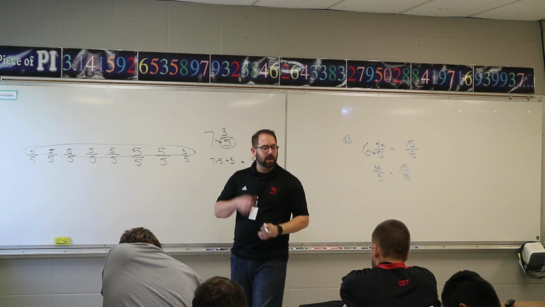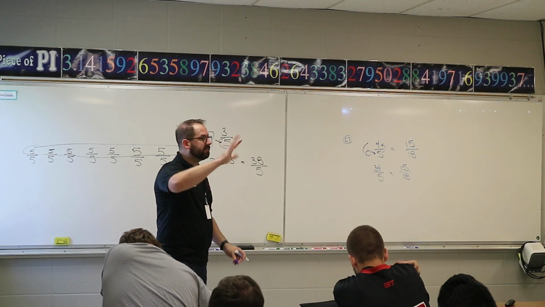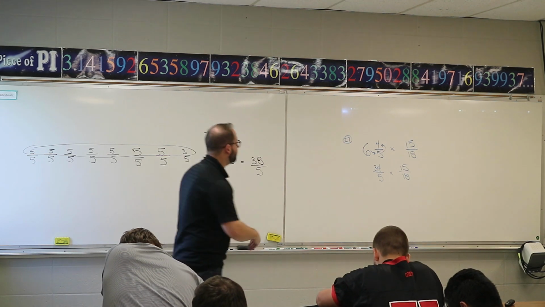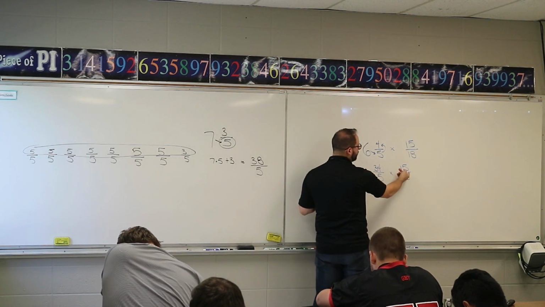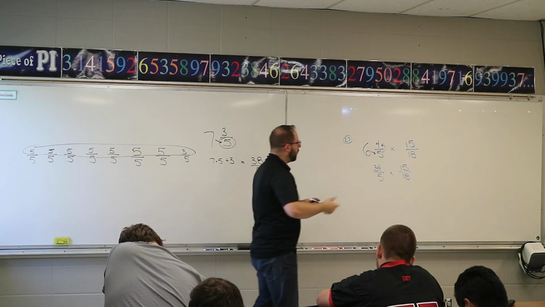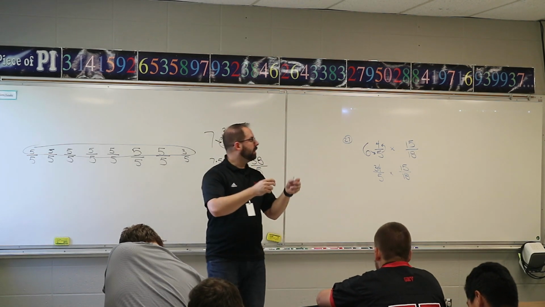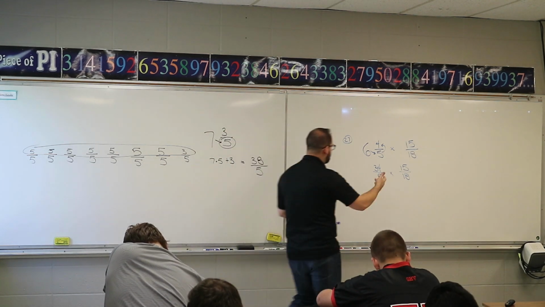So that's the first step: change it to improper. Now, it is a multiplication problem, so I don't need to flip any fraction over. If it was a division problem, all I do is flip the second fraction over. Now, at this point, I'm going to break these up. So I'm going to think about numbers that multiply to give me these.